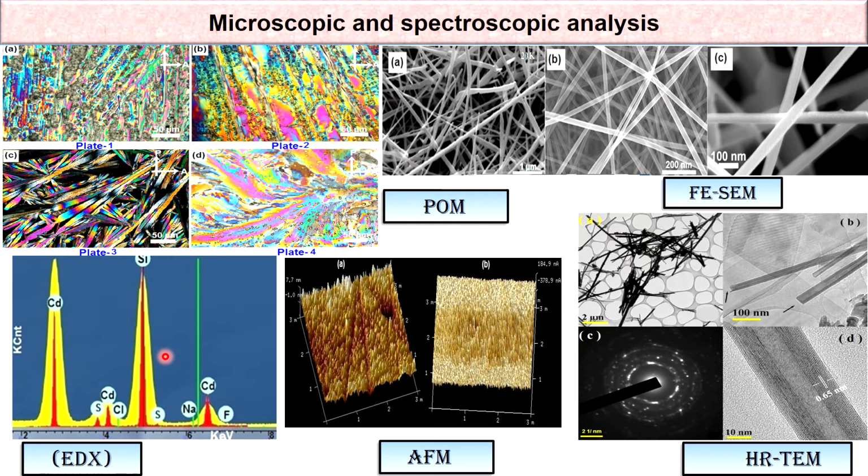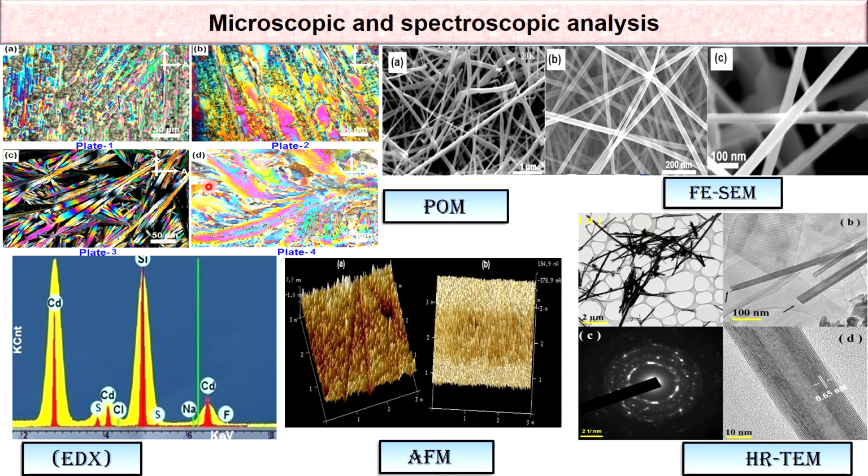Then energy dispersive X-ray spectroscopy was performed, and the peaks of Cd and S in the EDS pattern indicate that the K-shell element cadmium and the L-shell element sulfur exist with an atomic ratio of 50.5 to 35.5. It also shows that the CdS nanostructure is associated with other chemical elements like sodium, chlorine and fluorine.